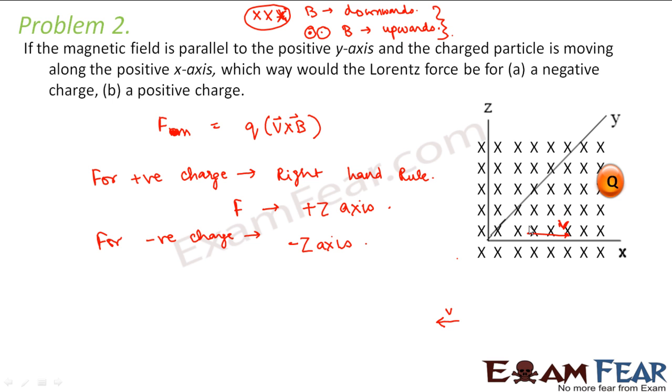In this case, you take all your fingers in this direction and then your thumb goes down. For a negative particle, the 4 fingers come in this direction and then the fingers will roll like this, so your thumb will be downwards. Try to visualize it like this: you take all your 4 fingers like this, roll the fingers like this, and your thumb is downwards.